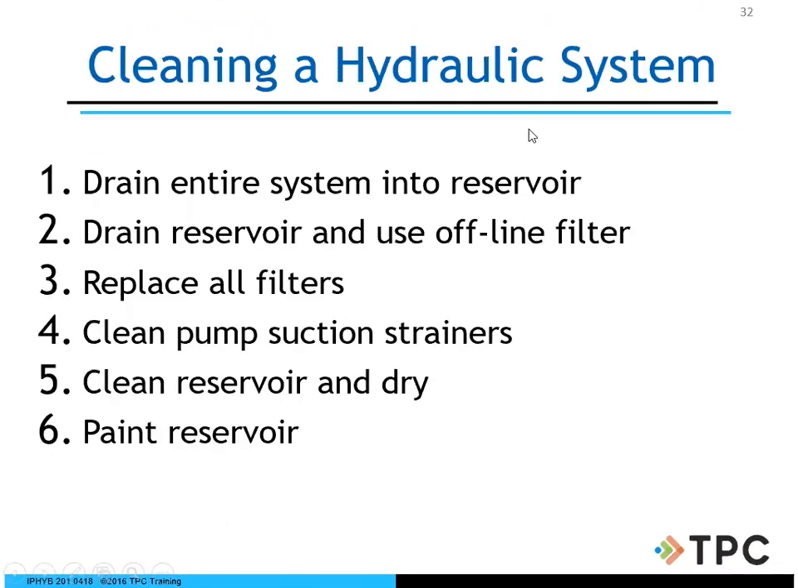Cleaning a hydraulic system is critically important. Drain the entire system to the reservoir, drain your reservoir, and use offline filtration, so it's not in line with everything else. Replace your filters, that's a big deal. What I did in maintenance was put a tag on there showing who replaced it and when they replaced it. This gives you a clear indication. Of course, you have work orders as well, but you can use some sort of documentation for replacing your filters.